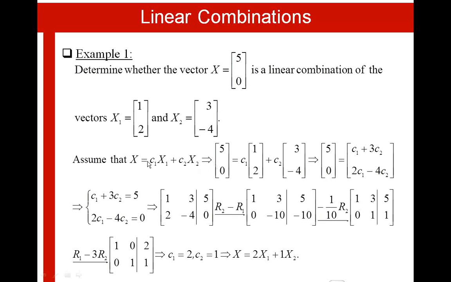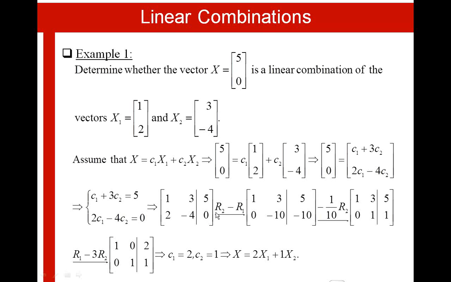Let's expand and substitute. x is equal to 5, 0, equal to c1 times 1, 2 plus c2 times x2, which is 3, minus 4. Multiplying, we have 5, 0 is equal to c1 plus 2c2 here, plus 3c2 minus 4c2. This creates a 2 by 2 system, whereby the variables are c1 and c2. We know how to solve this by creating the corresponding augmented matrix as 1, 3, 2, minus 4, 5, 0.